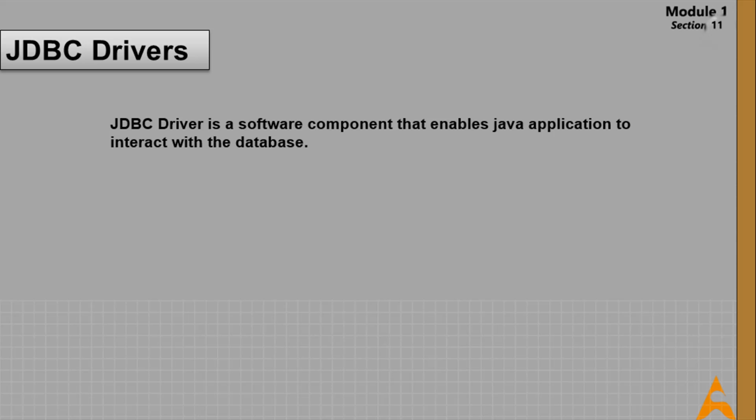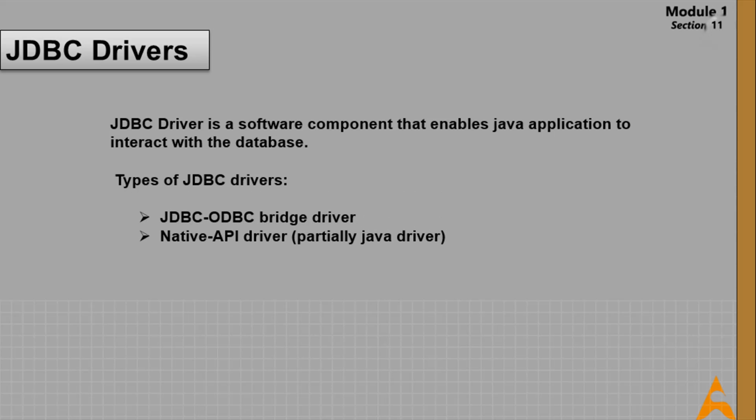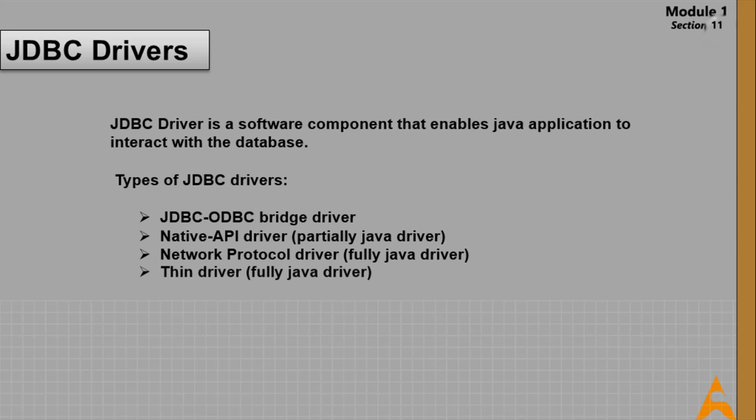JDBC Driver is a software component that enables Java application to interact with the database. There are 4 types of JDBC drivers: JDBC-ODBC Bridge Driver, Native API Driver, partially Java Driver, Network Protocol Driver, fully Java Driver, and Thin Driver, fully Java Driver. Now we will define each type in details with its diagram.